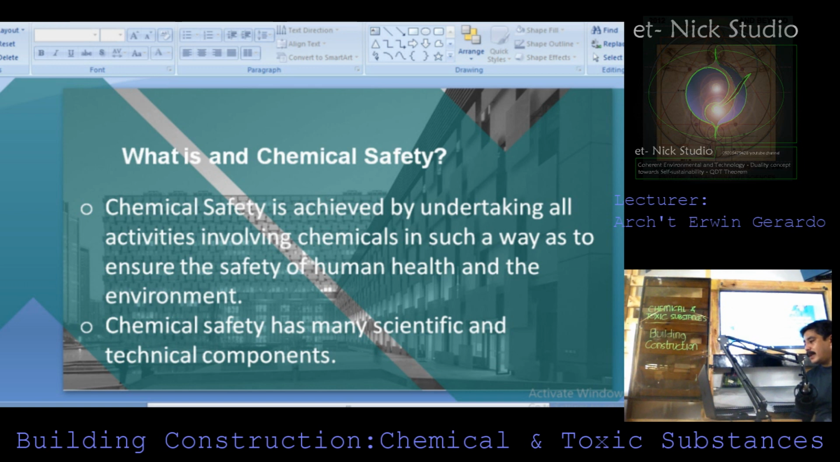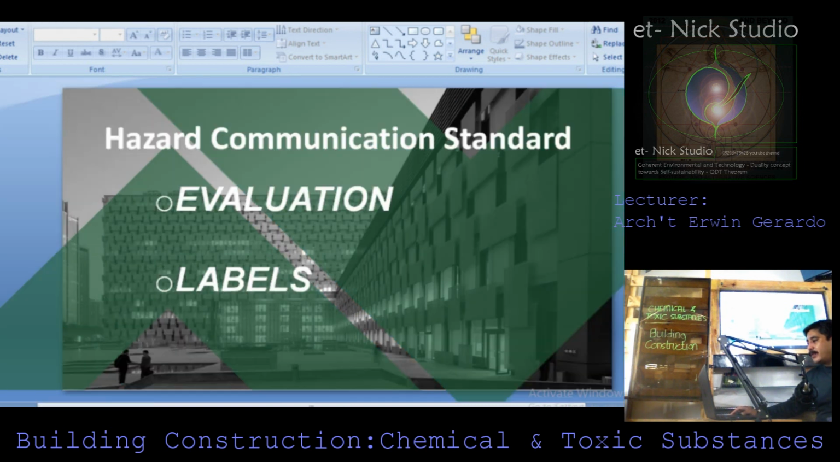What is chemical safety? Chemical safety is achieved by undertaking all activities involving chemicals in such a way as to ensure the safety of human health and the environment. Chemical safety has many scientific and technical components. Hazard communication standard: evaluation, labels.